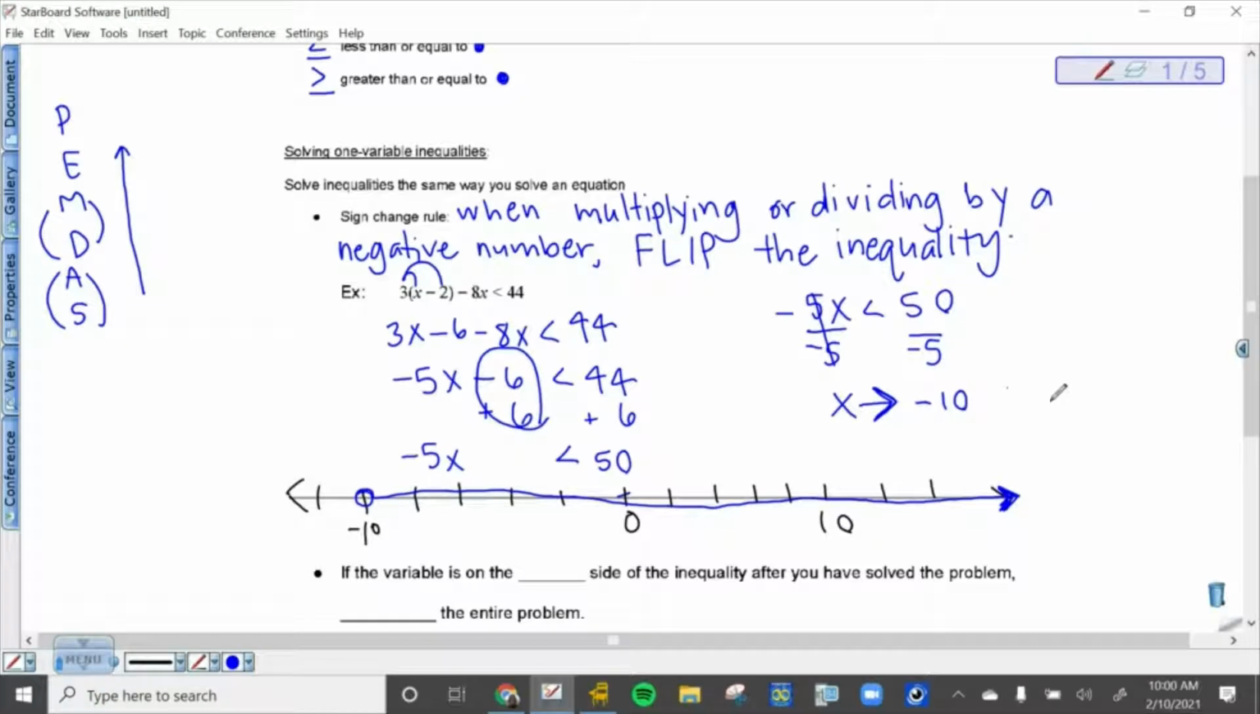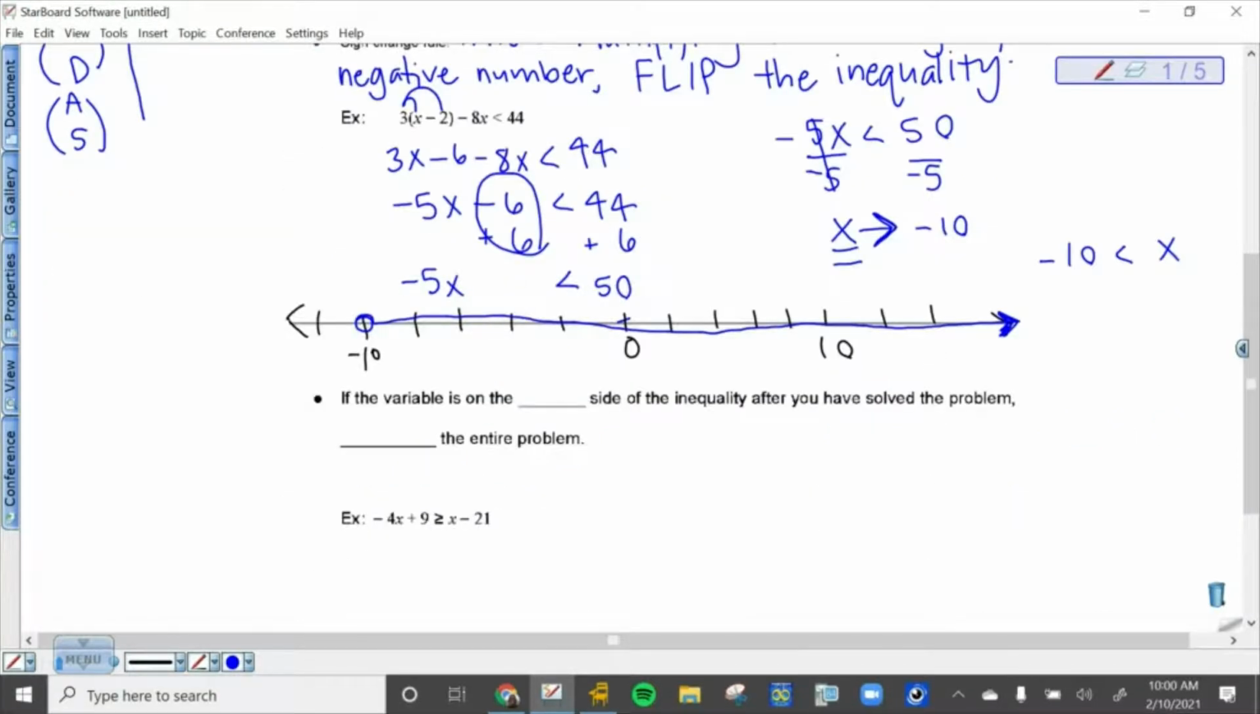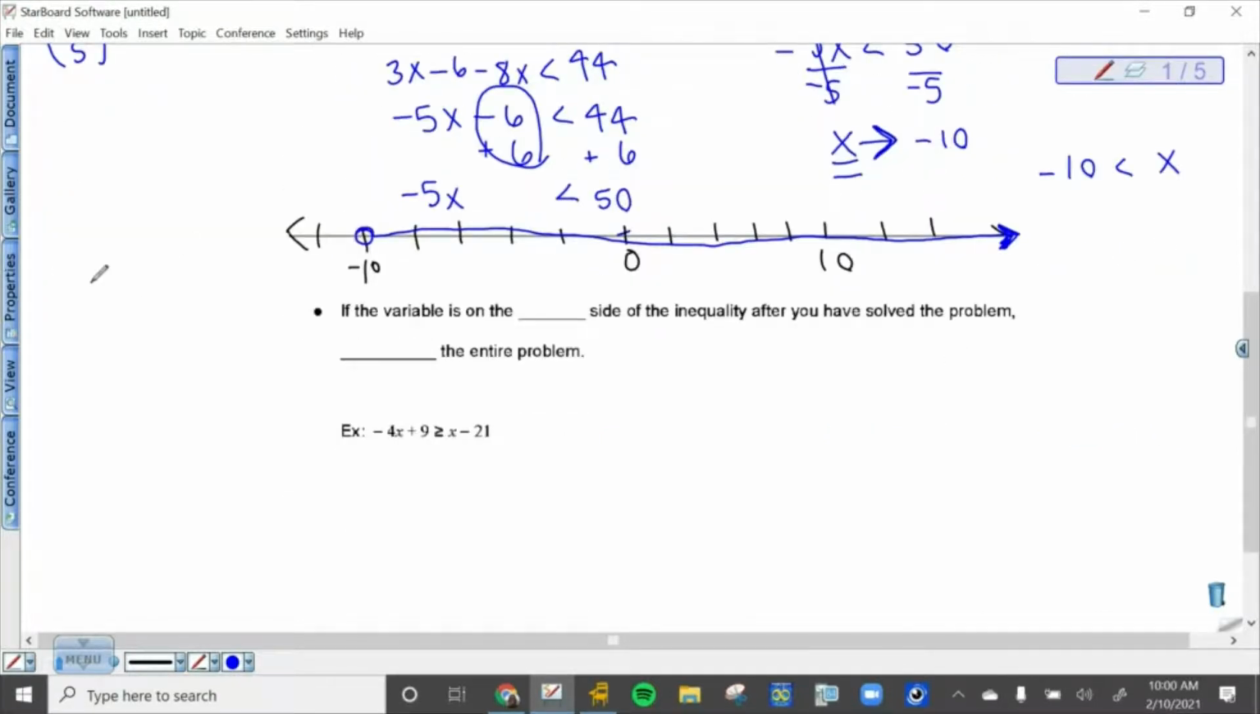The only thing, if this was written differently, if this was written negative 10 less than x, that's the same thing. I just wrote it backwards. Negative 10 less than x, then the arrow would still be going to the right. So just be careful. You can use this trick, but only if the variable is written on the left-hand side. Questions on that? Okay. All right. Let's move on.